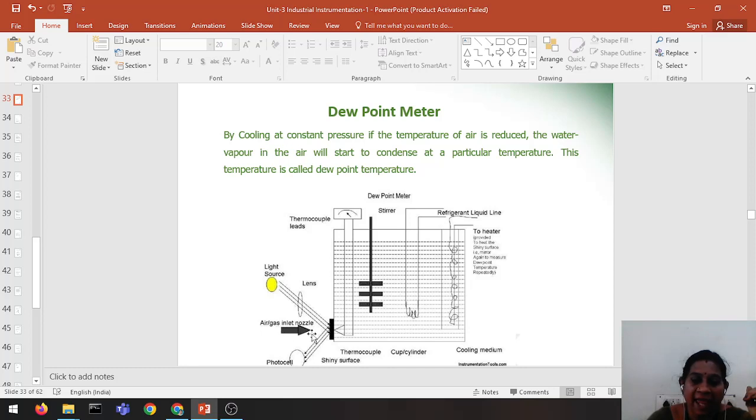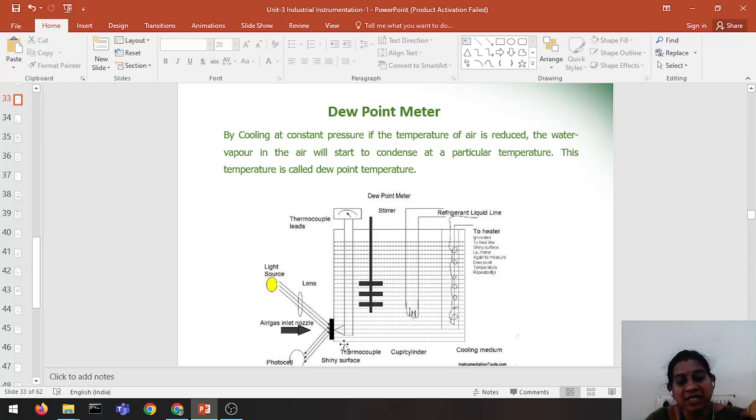Now, if an air jet is made to fall at an angle on the mirror, the water vapor or the moisture contained in the air starts condensing on the mirror, and they appear as small drops or dews on the mirror. And this moisture or dews formed on the mirror reduces the amount of light reflected from the mirror, and thereby the amount of light received at the photocell end is reduced.